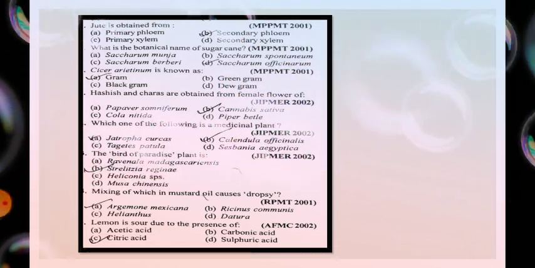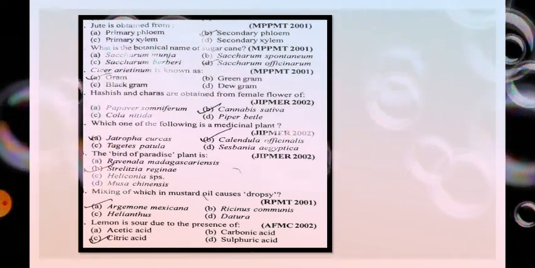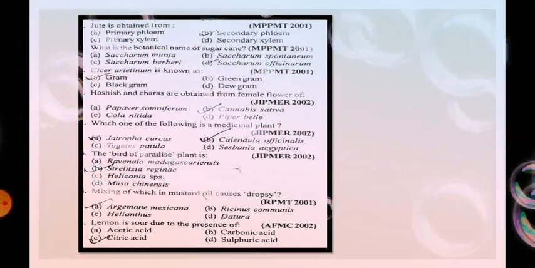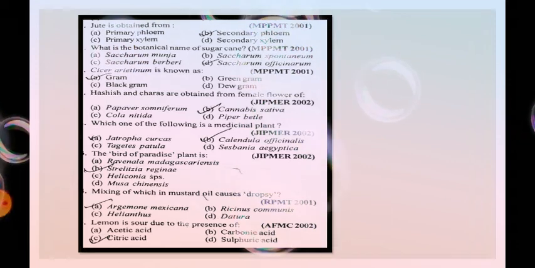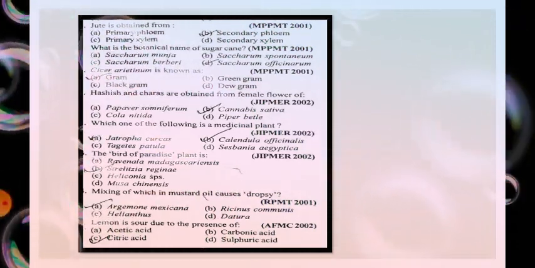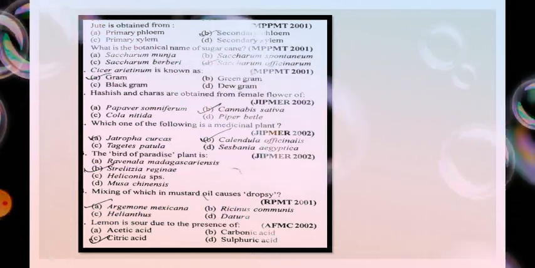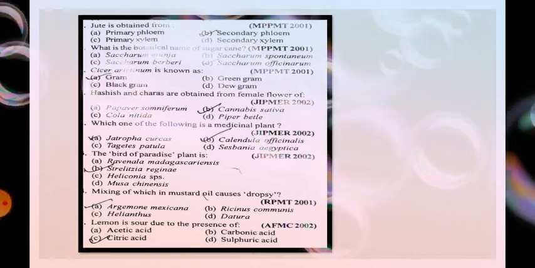Then which one of the following is a medicinal plant? Jatropha curcas, Calendula officinalis, Tagetes patula, or Sesbania aegyptiaca. So the answer is option B.